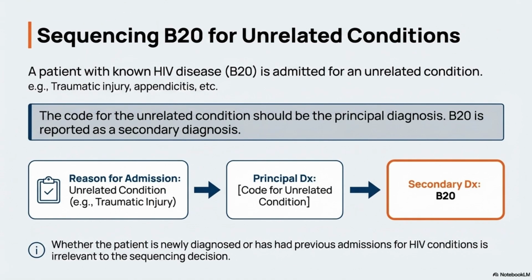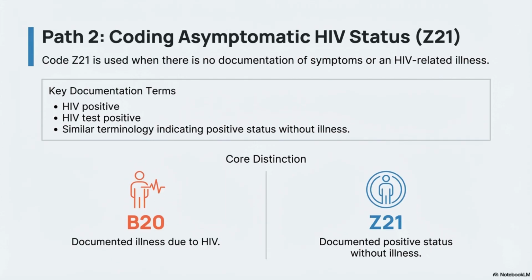If a patient already has HIV disease and they're admitted for something unrelated, like a fracture or appendicitis, the unrelated condition is the principal diagnosis. B20 still gets coded, but as a secondary diagnosis. When the documentation says HIV positive or HIV test positive, and there are no symptoms, we assign Z21. The key is the absence of any HIV-related illness.